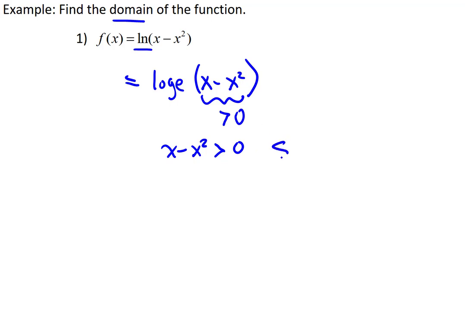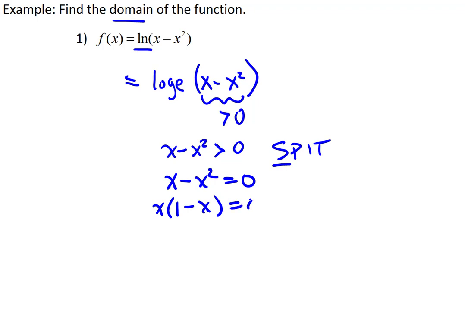So we're going to solve that with the SPLIT method. That'll involve us writing this as an equation. So we'll say x minus x squared equals 0. And to solve this, it's factorable. If we take out an x, we'll have 1 minus x. So x times 1 minus x equals 0. This would tell us that x could be 0 or x could be 1.